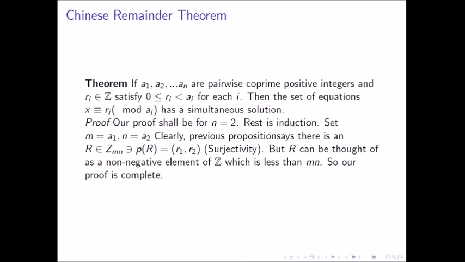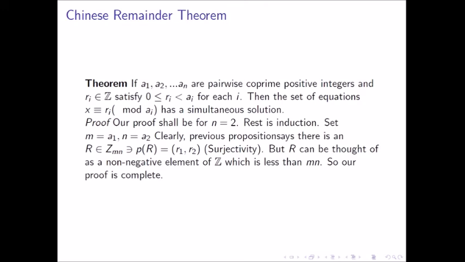Set m equal to a1 and n equal to a2 in our previous facts. So clearly the previous proposition says that there is an r belonging to Zmn such that P of r, where P is our homomorphism between Zmn and Zm cross Zn, is equal to (r1, r2).